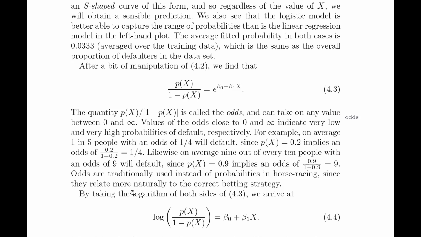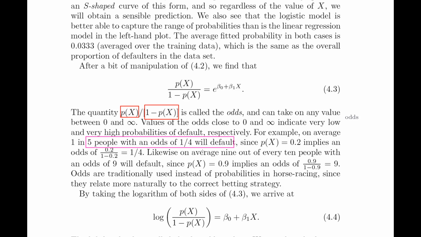So what are we saying? I think we're saying take 5 people, and they have odds of 1/4 that they will default. In that case, 20% of them are expected to default. Because if you take 20% over 80%, you will get 1/4.